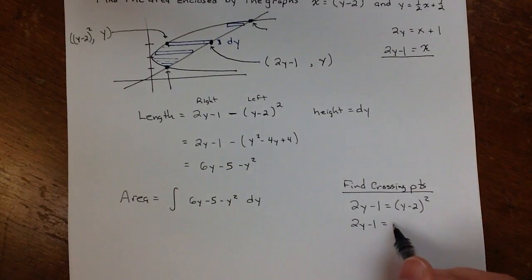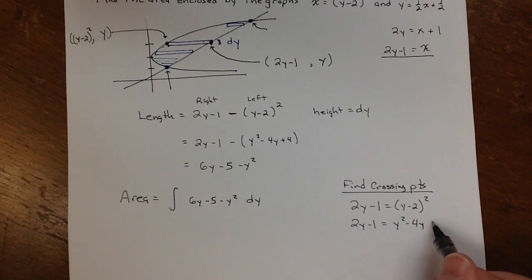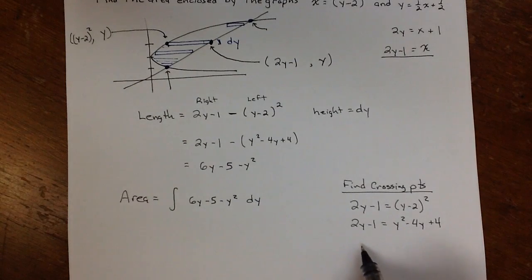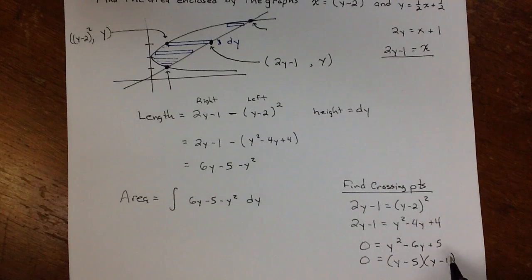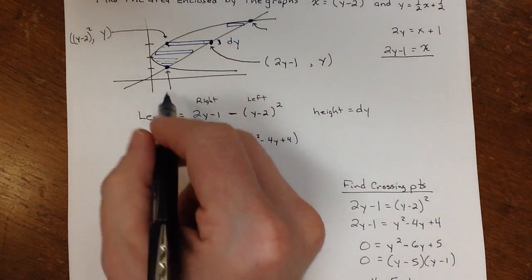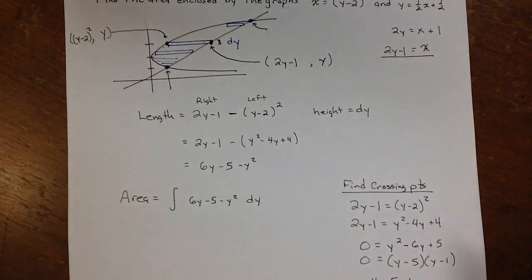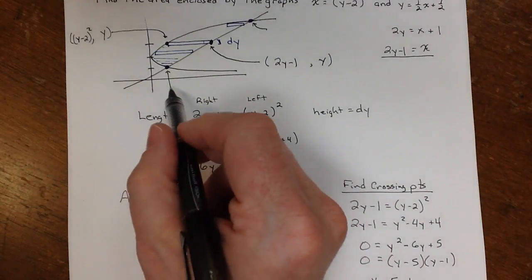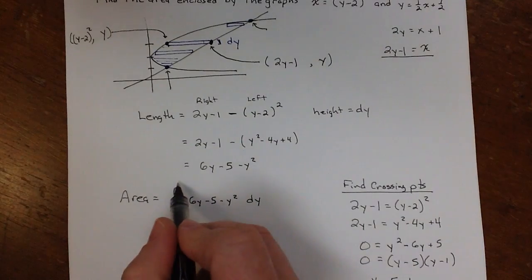2y minus 1 is y squared minus 4y plus 4. If I move all this to the other side, I get y squared minus 6y plus 5, and that factors into (y minus 5)(y minus 1). So I get y is 5 and y is 1. That's the coordinates of this point here. The x-coordinate, we could find it if we wanted to, but it doesn't matter. We're going from 1 to 5.